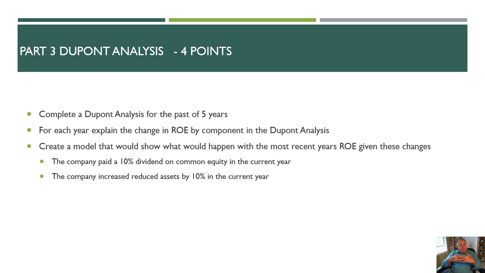The first thing you want to do is compute the DuPont analysis, and then for each year, explain the change in ROE by the components. Then create a model that would show what happened in only the most recent year given these changes to your numbers. First, the company paid a 10% dividend on common equity in the current year. And then a second model that would show what would happen to the ROE if the company increased or reduced assets by 10% in the year. That will enable us to give you a good understanding of the DuPont analysis.